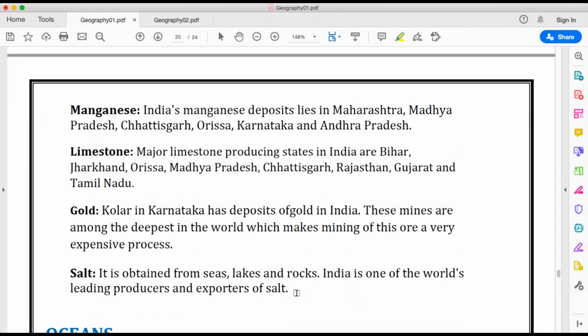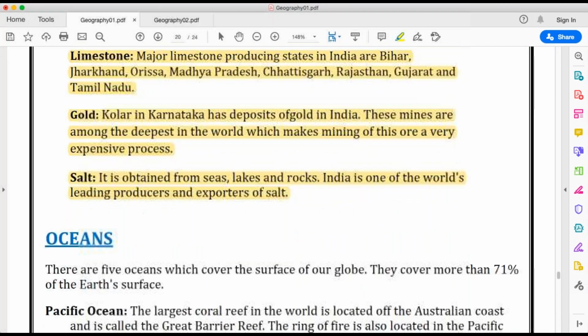Same with all these. All these are important, whether it be manganese, whether it be limestone, whether it be gold, whether it be salt, important.